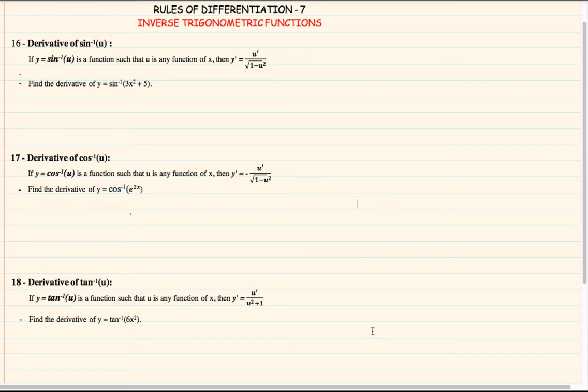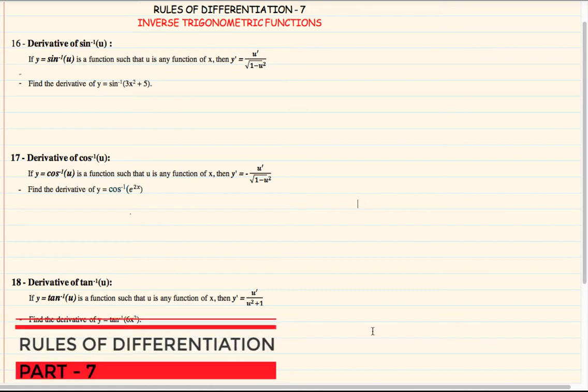Welcome. In this video, we'll continue the study of the rules of differentiation, and we'll talk about the rules of differentiation for inverse trigonometric functions. This video is split in two parts. In this video, we'll see 3, and then in the next video, we'll see the other 3 rules of differentiation.